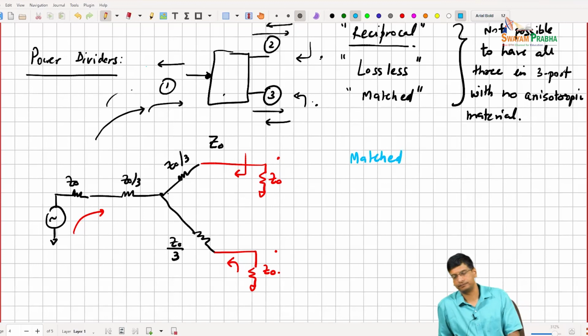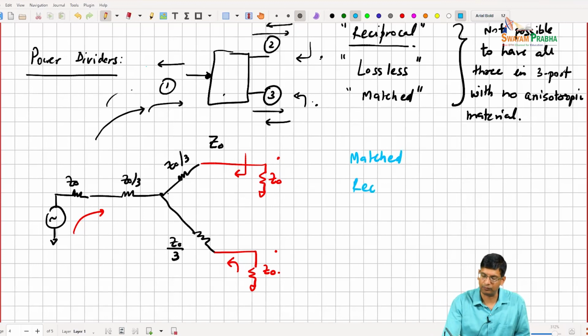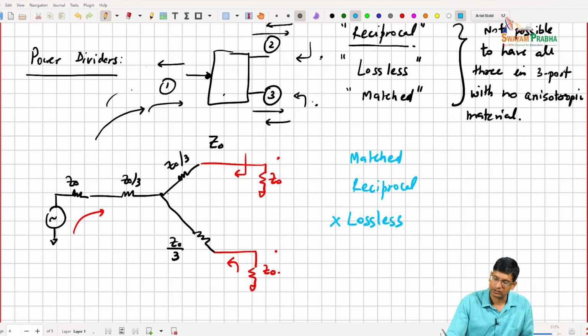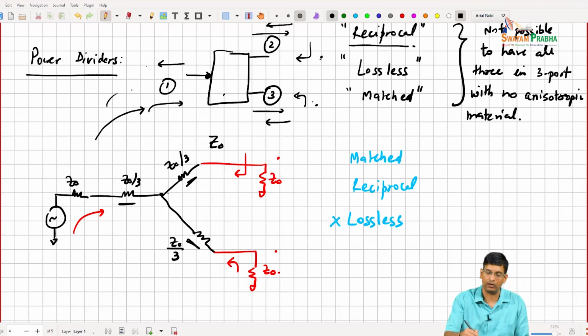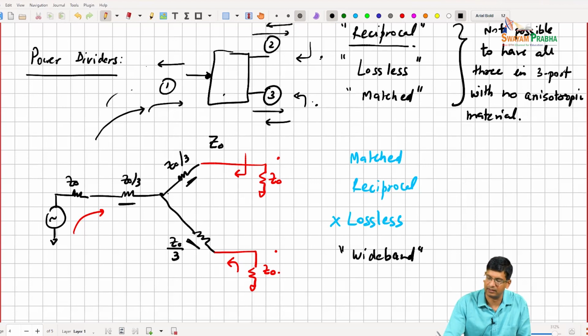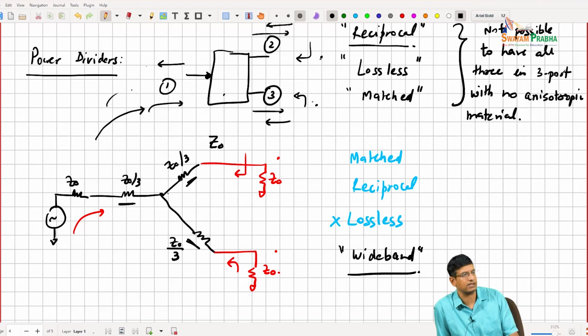This is reciprocal. So if you apply the inputs, if you apply the outputs, they will combine into the input, right? So that will happen. But this is not lossless. So some power will be dissipated in these resistors, right, when we apply the input. So there are equations on how to design if I want an unequal power split and things like that. But the nice thing about this circuit, for example, is that it is quite wideband, right? There is no frequency limitation here.